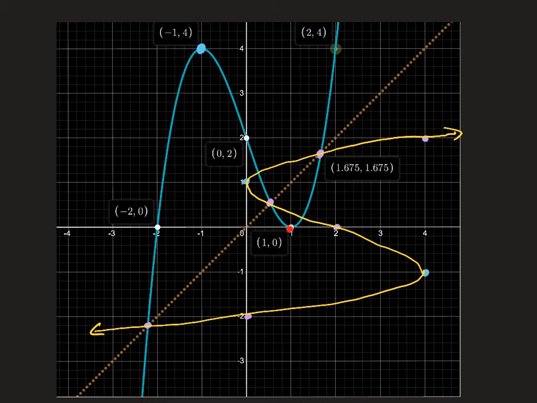1, 0 is going to become 0, 1. And whatever that point is. And then 2, 4 is going to become 4, 2, right? 4, 2 right there. I would circle the stationary points, it just makes it easier. So minus 1, 4 is going to become 4, minus 1. So there's that one. And the other stationary point at 1, 0 is going to become 0, 1.